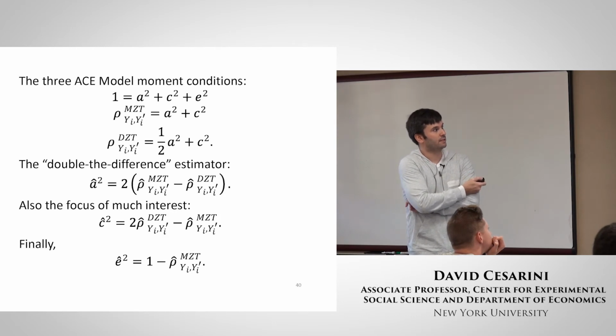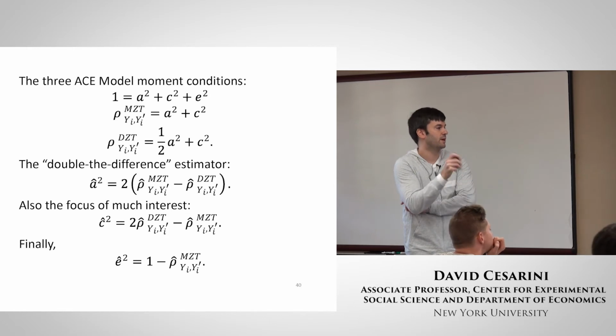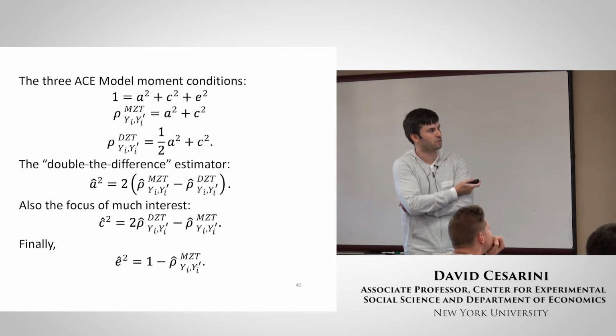Once you have an estimate of a squared, it's straightforward to also get an estimate of c squared, and of course e squared is just whatever remains in order for these 3 components to sum to 1.